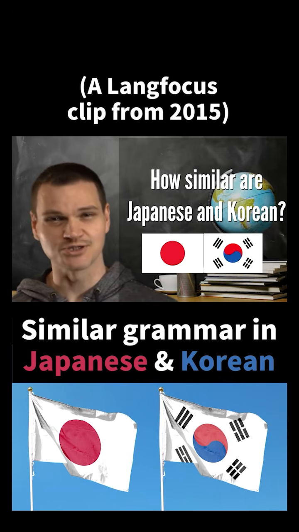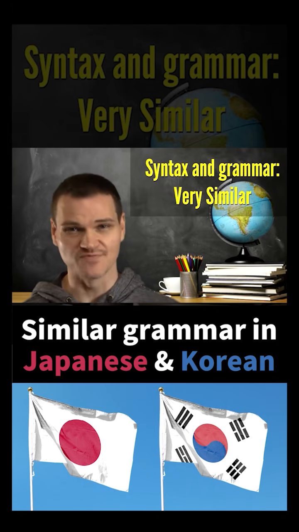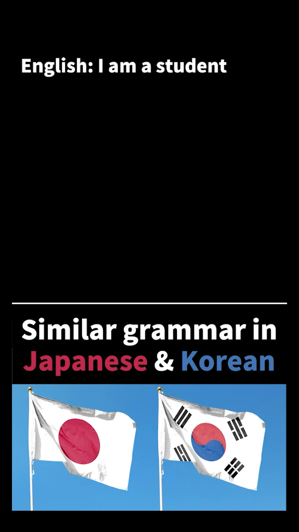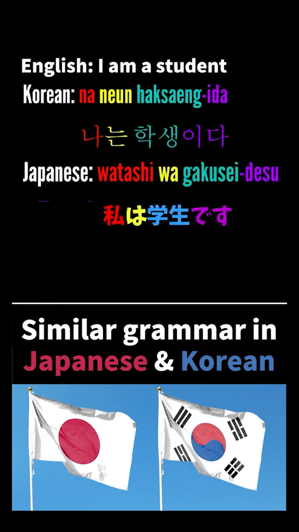How similar are Japanese and Korean? When it comes to syntax and grammar, Japanese and Korean are very similar. In English, I am a student. In Korean, 나는 학생이다. In Japanese, 私は学生です.